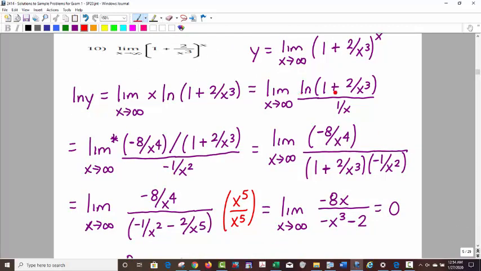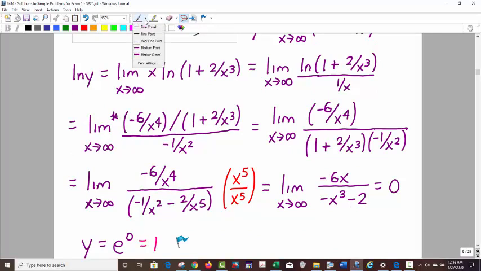The derivative of natural log is the derivative of what's on the inside over what's on the inside. So the derivative of 2 over x cubed, I don't need to use the quotient rule here, that'd be too much trouble. It's 2x to the negative 3. So when you take that derivative, it would be negative 6x to the negative 4.